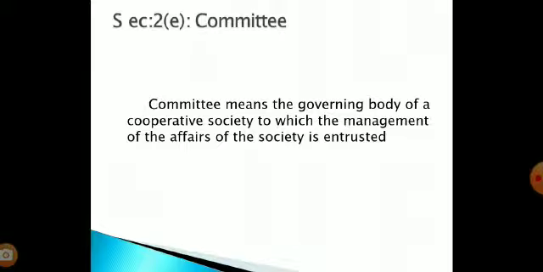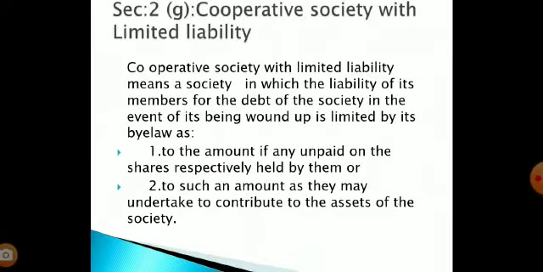Then, in order to manage the day-to-day affairs of the society, the general body constitutes a small committee known as the managing committee. This committee means the governing body of the society. This committee is responsible for the day-to-day management of the cooperative society, and it is elected by the general body. Therefore, committee means the governing body of a cooperative society, to which the management of affairs of the society is entrusted.